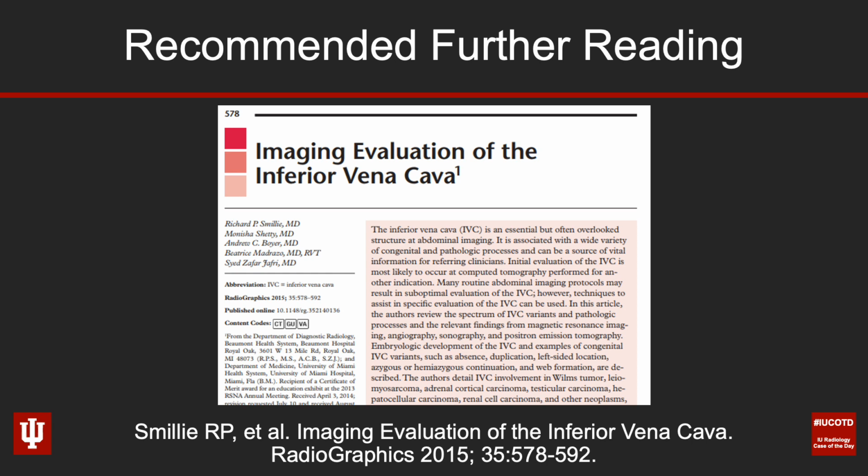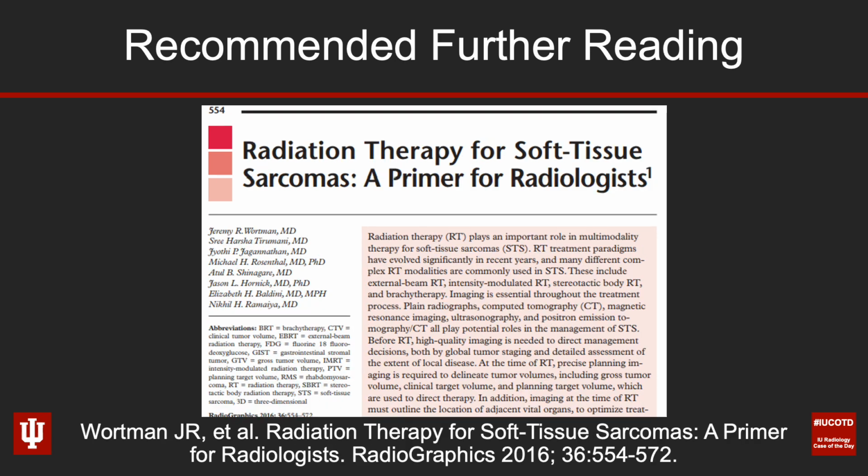If you'd like to read specifically about the inferior vena cava, including information regarding anatomic variants and associated neoplasms among other things, I'd recommend this paper. For those of you wanting to brush up on radiation therapy for soft tissue sarcomas, including roles of imaging and complications of therapy, I'd also like to recommend this paper. There's a whole host of complications, such as impaired wound healing, insufficiency fractures, osteonecrosis, fibrosis, cardiovascular complications, radiation pneumonitis, hepatitis, pancreatitis, nephritis, cystitis, and enteritis to consider.